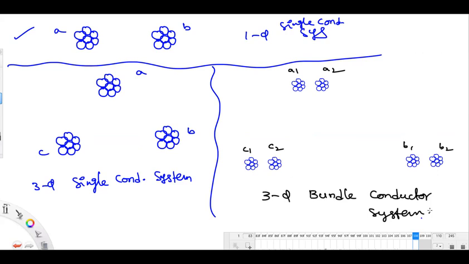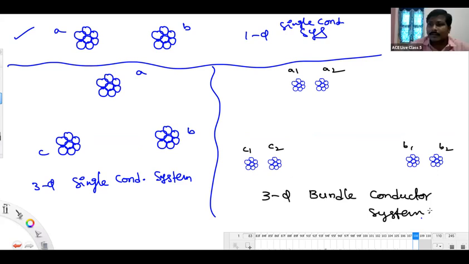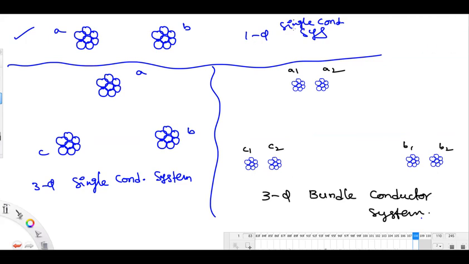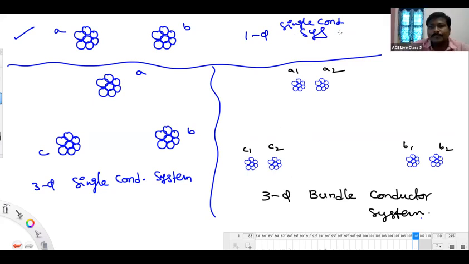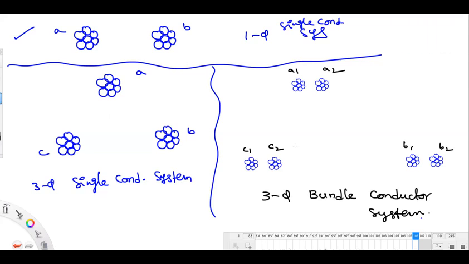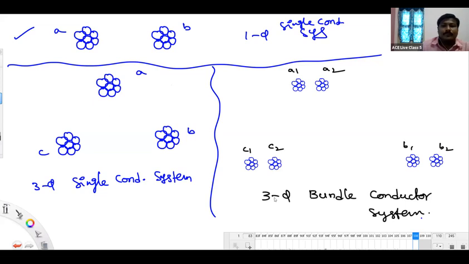The conductor might be solid or stranded, doesn't matter now. If you replace this with a solid, simply it's a single phase single conductor system only. But here each conductor is solid, and here you can see each conductor is stranded. And here also it is a 3 phase single conductor system, whether each conductor is stranded or solid, whatever. And similarly this.